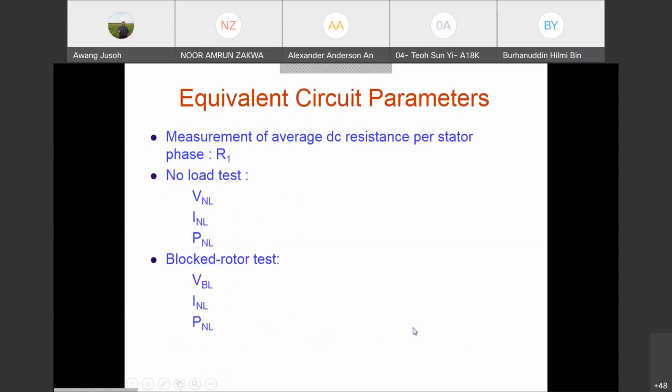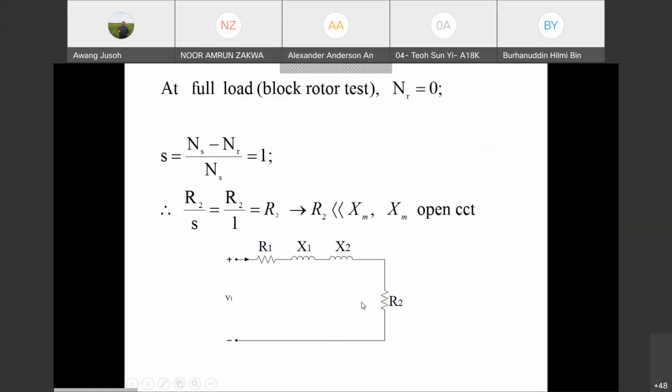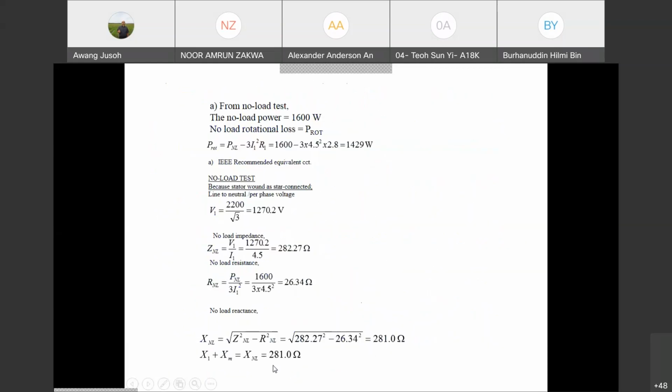If you see this circuit just now, you remember? Here, the impedance is X1 plus XM. For no load, that means X no load equals X1 plus XM, because of this circuit. So X1 plus XM equals how much? 280 ohm.